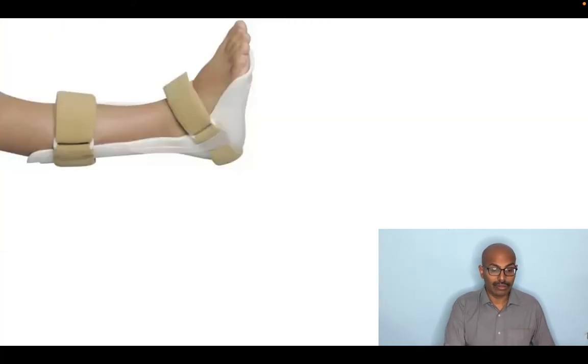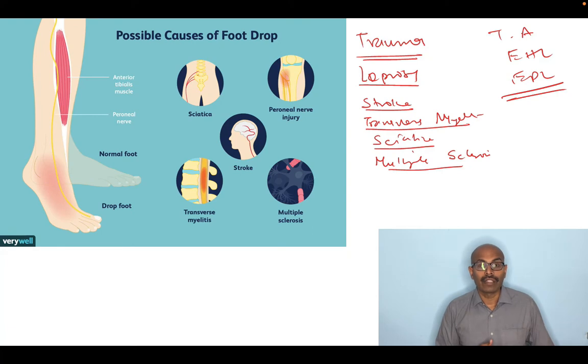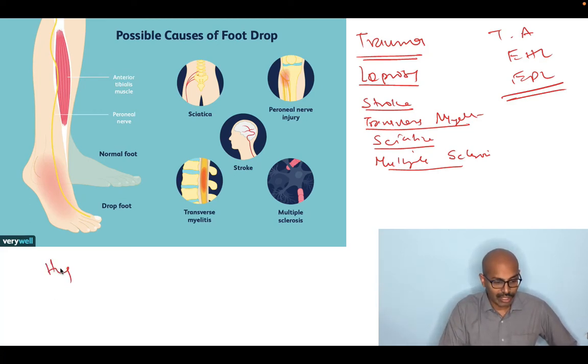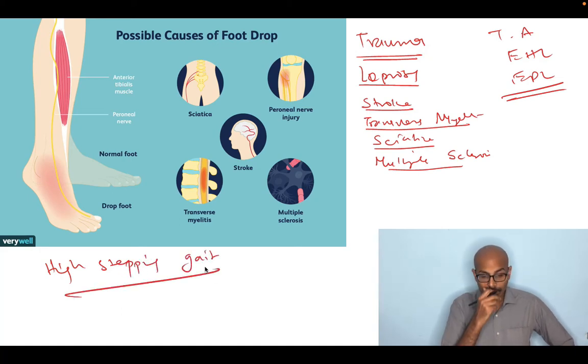The patient is not able to lift off the foot and clear the ground for every step. Therefore the patient has a high stepping gait. It is called a high stepping gait, which is seen in foot drop, and the patient is not able to clear the ground.